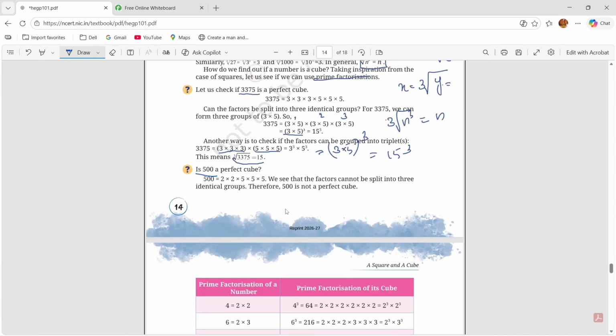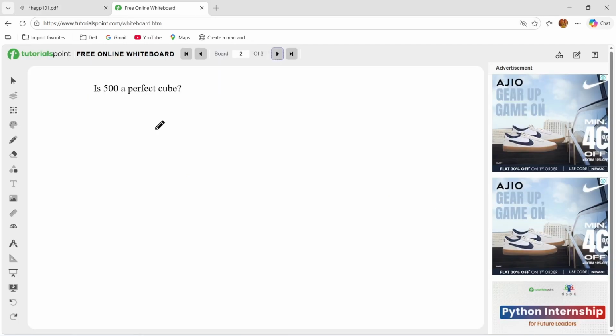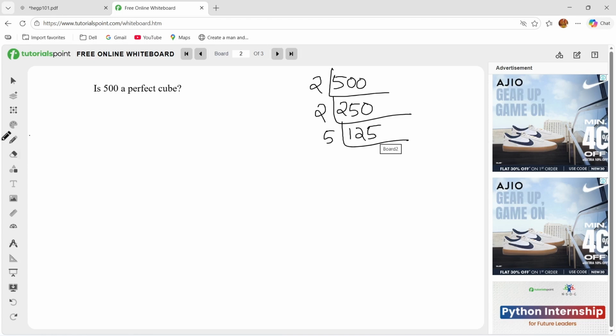Is 500 a perfect cube? Now we are going to check that. So 500 we are going to check by using prime factorization. So 0 is the last digit. So we are going to check with 2. 2 times 2, 4. Then 10, 5 times 2, 10. 0 is the 2 again. 1, 2 times 2, 10. 5 is at the unit place. So we are going to take 5. 2 times 5, 10, 25. Now 5, 5 times, 5 times, and 1 is remaining.